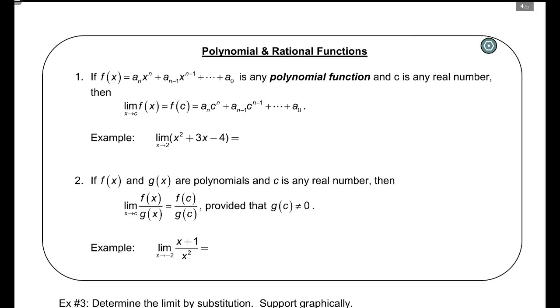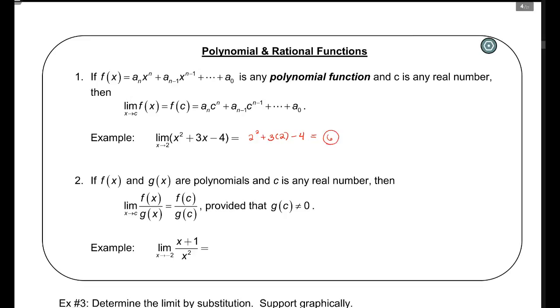So to find the limit, I just plug in what I'm approaching. If it says approaching 2 here, I get to just plug in 2. So it's just 2 squared plus 3 times 2 minus 4, and we get 6. So polynomials, we just plug it in.